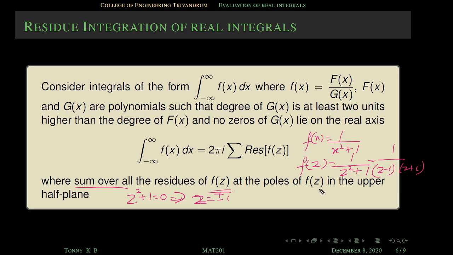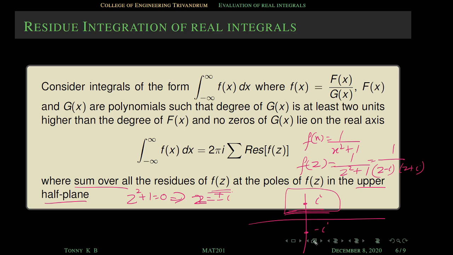Okay, and which poles belong to the upper half plane? Which singularities belong to the upper half plane? So i is somewhere here and minus i is somewhere here. So it is clear that minus i does not belong to the upper half plane. So we have to find only the residue at the pole i, because only this one singularity i belongs to the upper half plane.